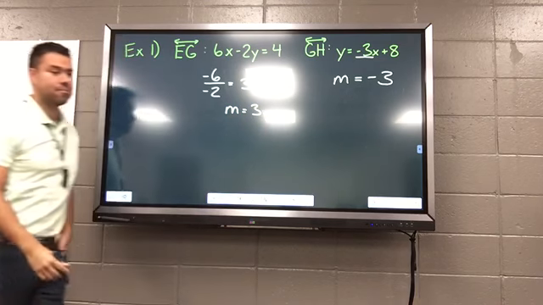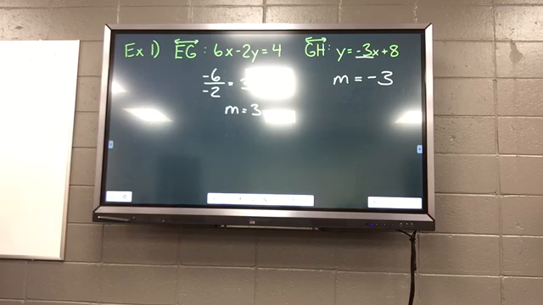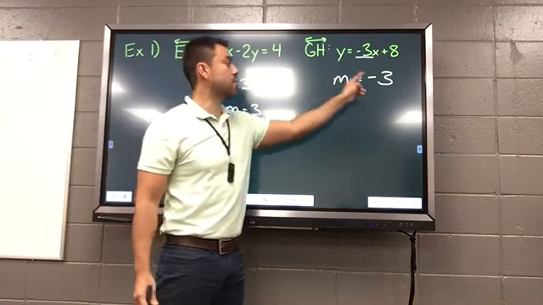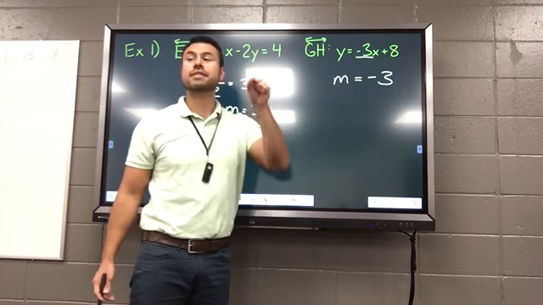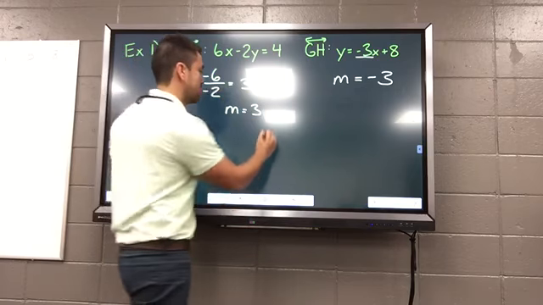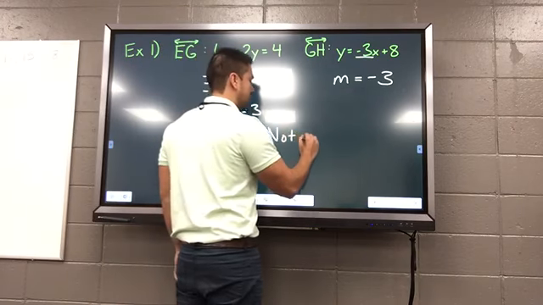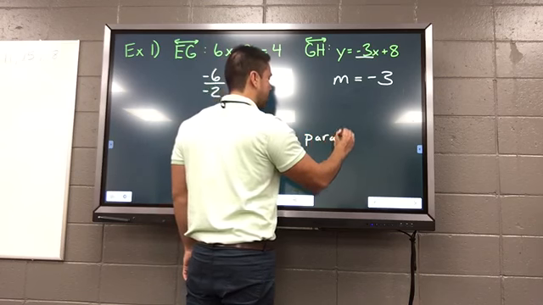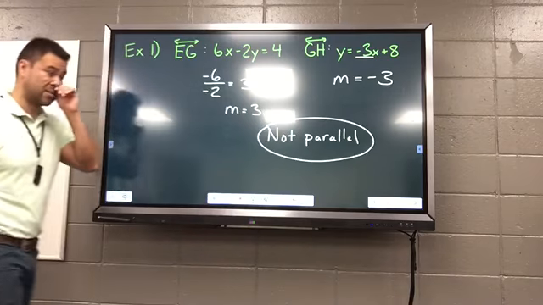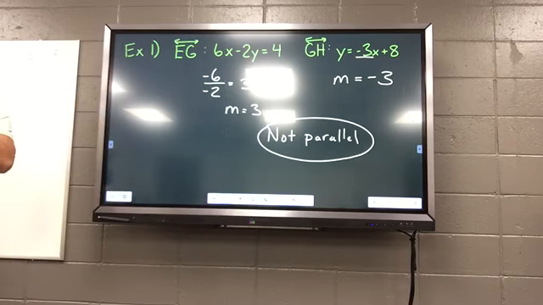Are they parallel? No, they are not parallel. Did they look like they might have almost been parallel? Yeah, because they both have a 3. But is the slope of 3 and the slope of negative 3, are those the same? No. So you say not parallel. But you have to back it up by saying what the slopes are, because that's what you're comparing. They have to be the exact same thing.